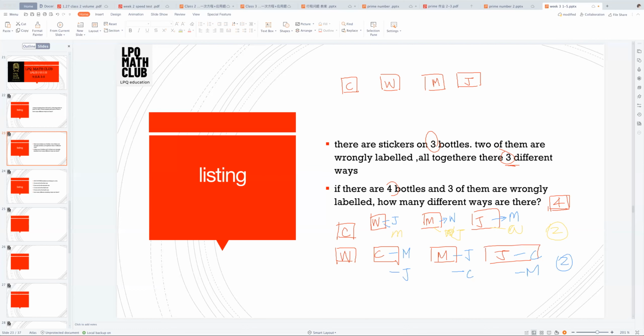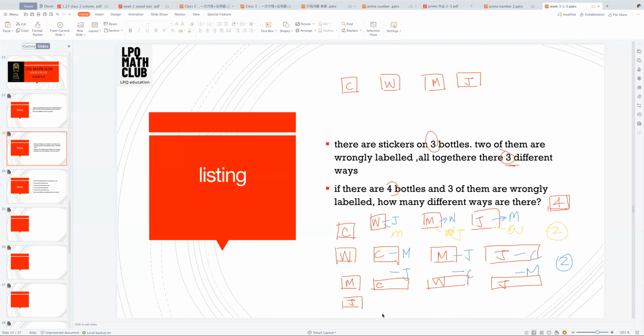So I think you should apply this to the milk and juice yourself. Okay, so if you want, you can hit pause and we can do that. Okay, so boys and girls, the pause is off. So if milk is right, that means Coke, water, and juice are wrongly labeled.